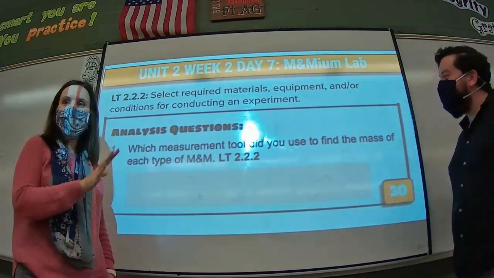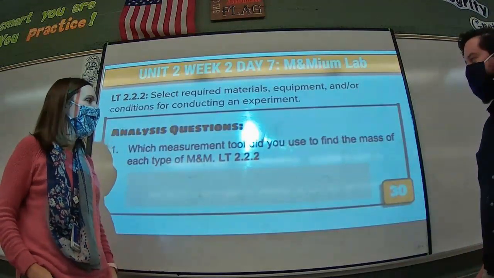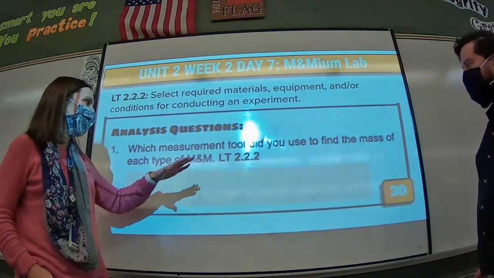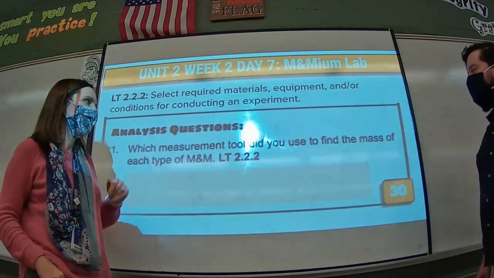Sanford. All right, what we're going to do is go over the analysis questions from our lab from the other day, the M&Mium. What we want to point out is we're going through all the learning targets that are going to be on your test, which is coming up on Friday.